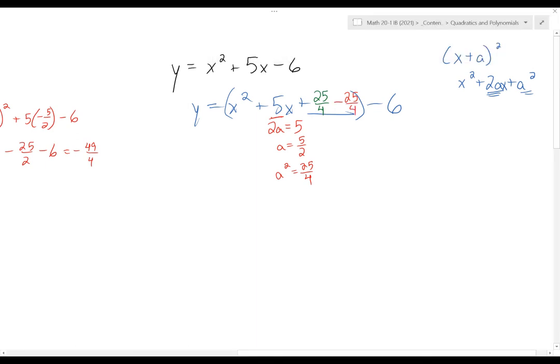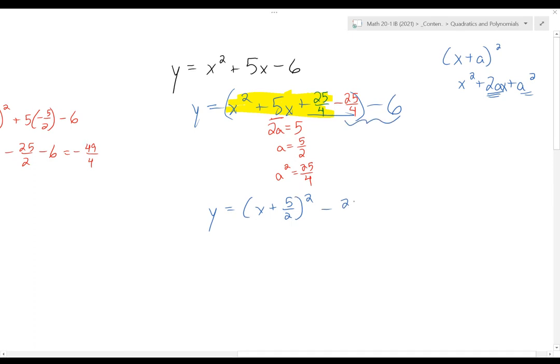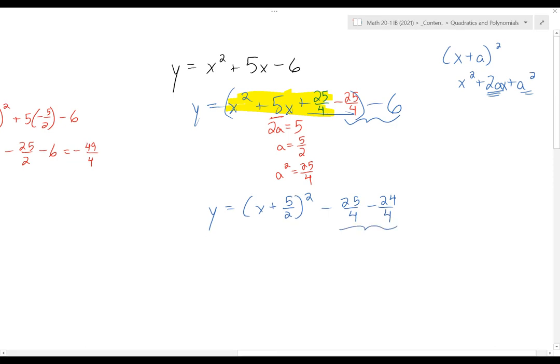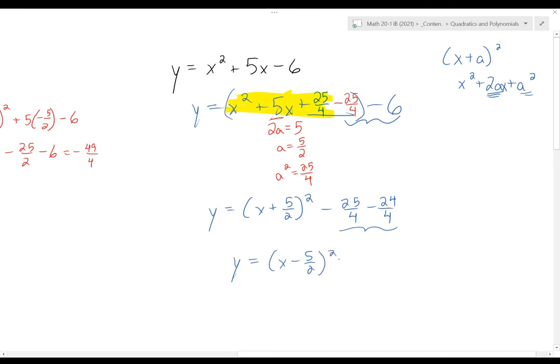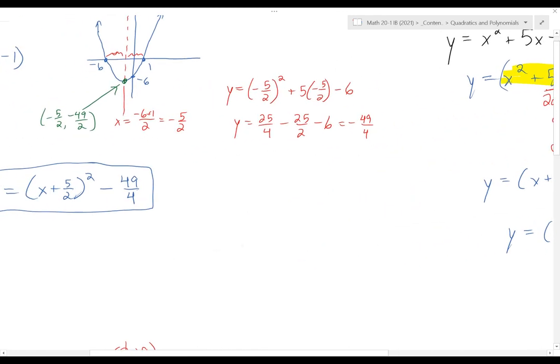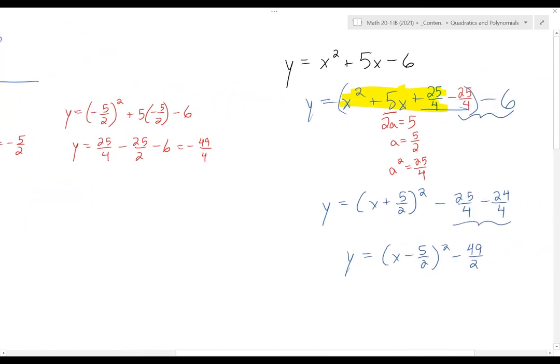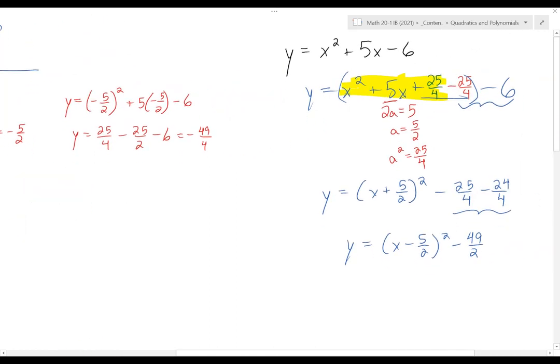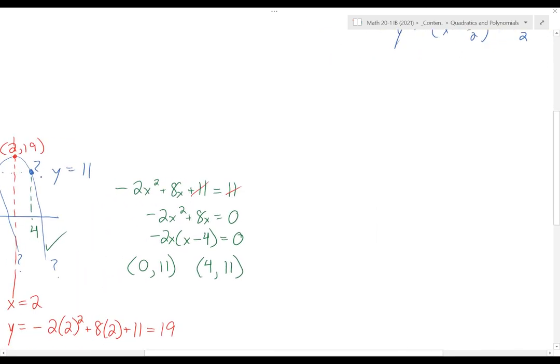What this now means is that the x squared plus 5x plus 25 over 4 is a perfect square. So I can factor it. y equals x plus 5 over 2 squared. What's left over is minus 25 over 4 minus 6, which is minus 24 over 4. And if I combine these together, I get negative 49 over 4, which is exactly what I got the first time. x plus 5 over 2 all squared minus 49 over 4. Same process.